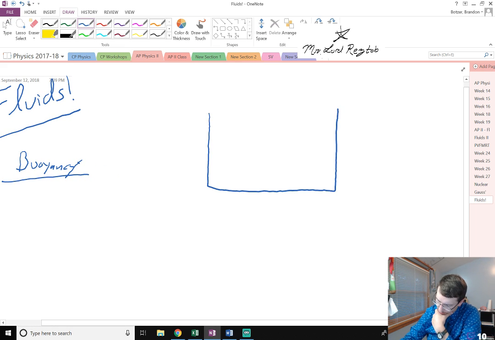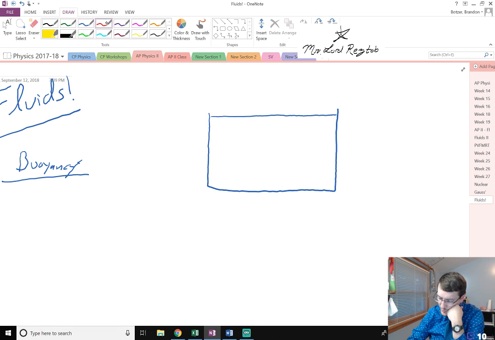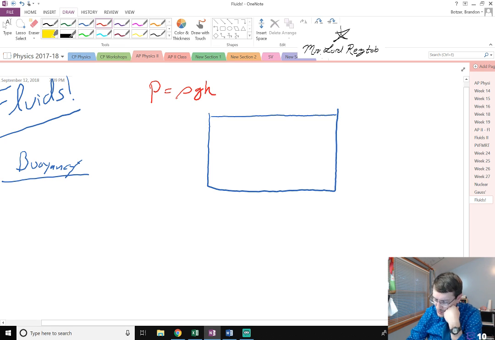But if we look at a pool of water real quick, we've already talked about how we know that the gauge pressure beneath some liquid is equal to rho g h, the density of the liquid, local gravity, and the depth you are beneath the surface of that liquid as well. If I put a box in the liquid, then from the surface down to the top of the box, this has some initial height h1, and from the surface down to the bottom of the box, this is some height h2.